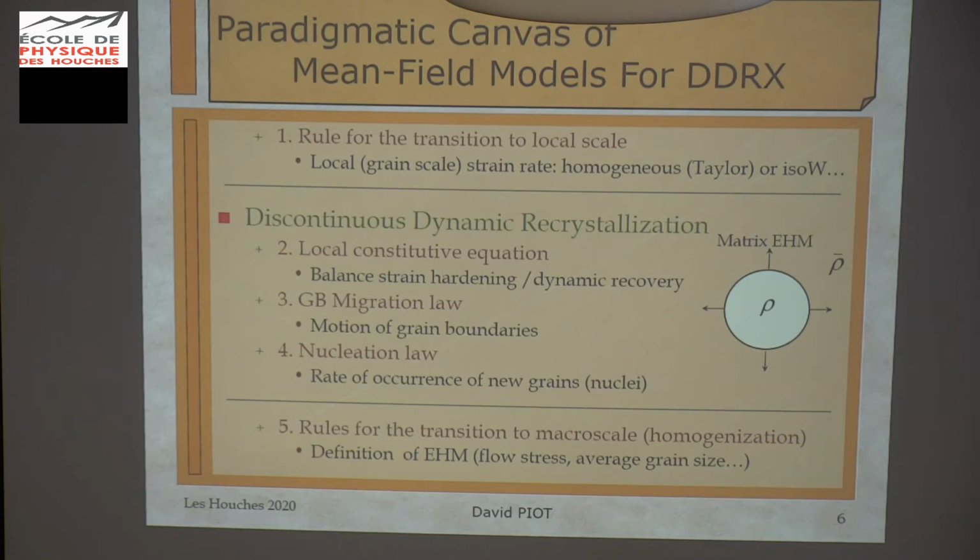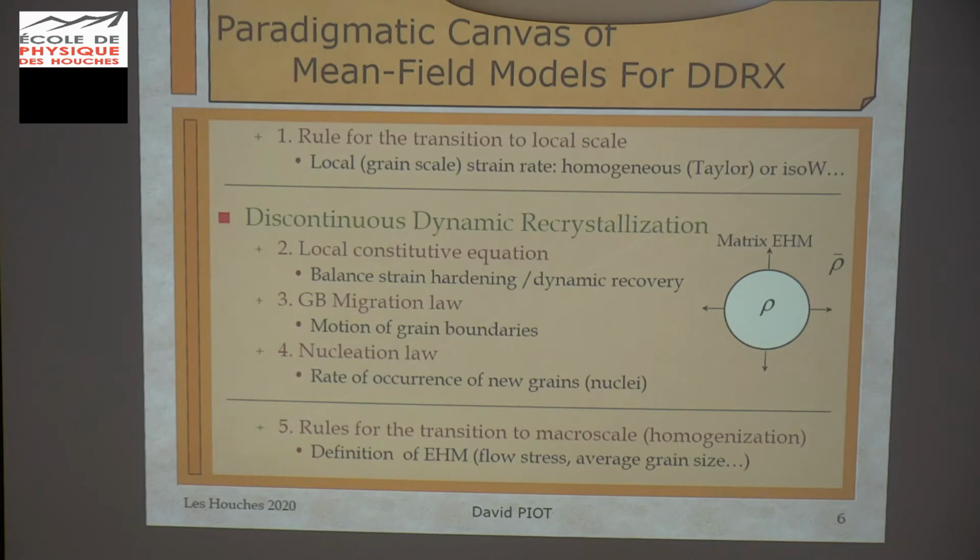in order to model the motion of grain boundaries in such a scheme in which the grain of interest is embedded in the equivalent homogeneous matrix. We need also a nucleation law for the occurrence of new grains. We have to predict the rate of this occurrence.